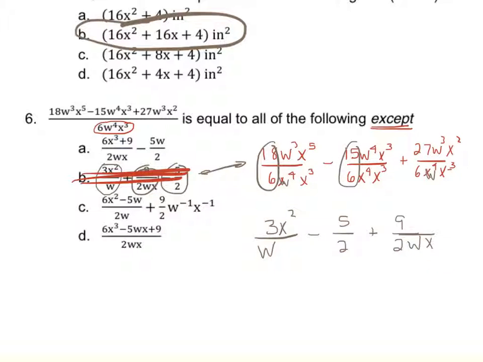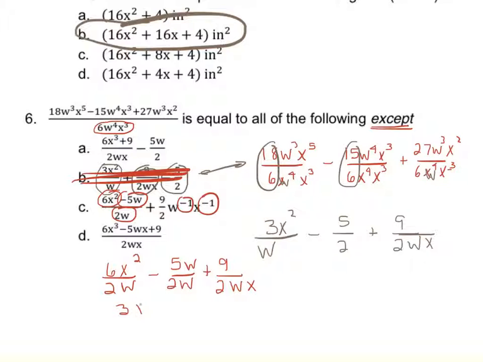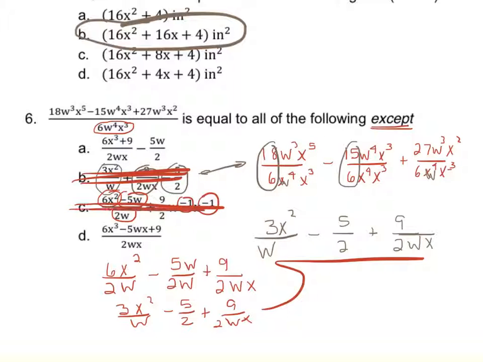The next one, if I look at that, I can see I could separate. Notice this is a binomial on top, a monomial on the bottom. So I could separate those two, put them both over the denominator. This 9 over 2 and then this w to the negative 1, x to the negative 1, that means put me in the denominator. And if I simplify this, I get 3x squared over w minus 5 over 2 plus 9 over 2wx. Again, that's what I ended up for an answer. So I can simplify C to get the same result.